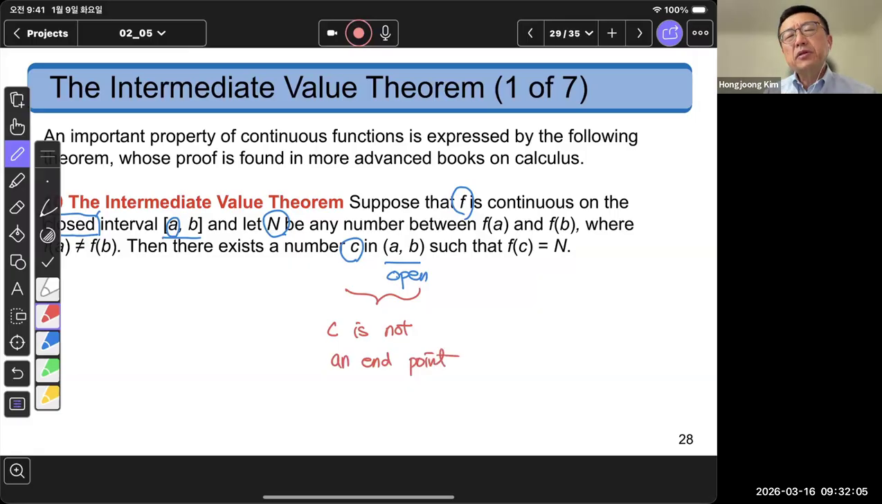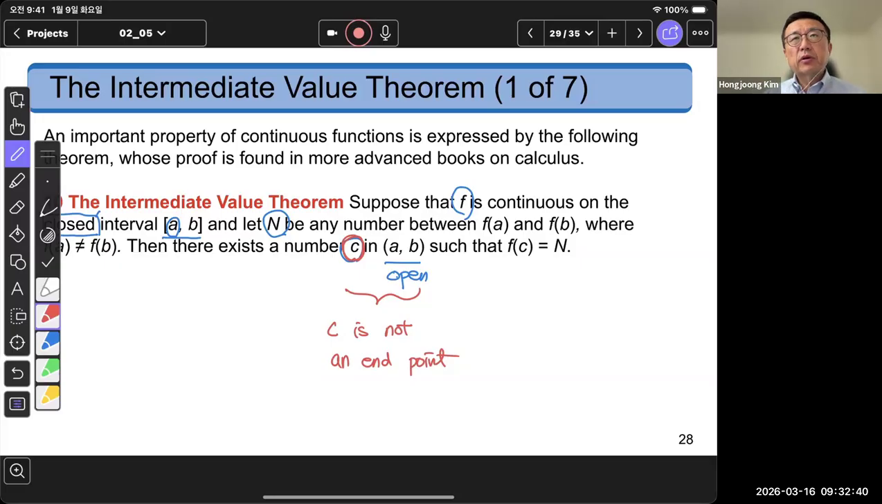You may have an intersection at one of the endpoints, but this intermediate value theorem proves the existence of such a c within the interval. So if your function has one intersection with the line n at one of the endpoints, even in that case, there may be another point of intersection with the graph.